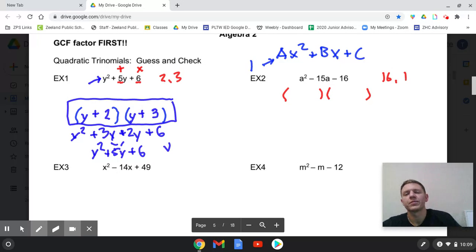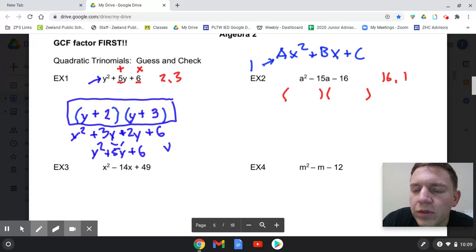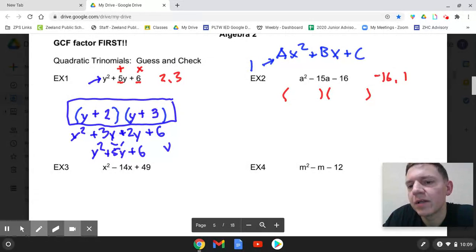So first of all, these have to multiply to be -16, so one of these has to be negative. Well, I'm guessing that this has to be negative because that's a -15. That's a really big negative number, right? And in fact, let's just plug it in and see.